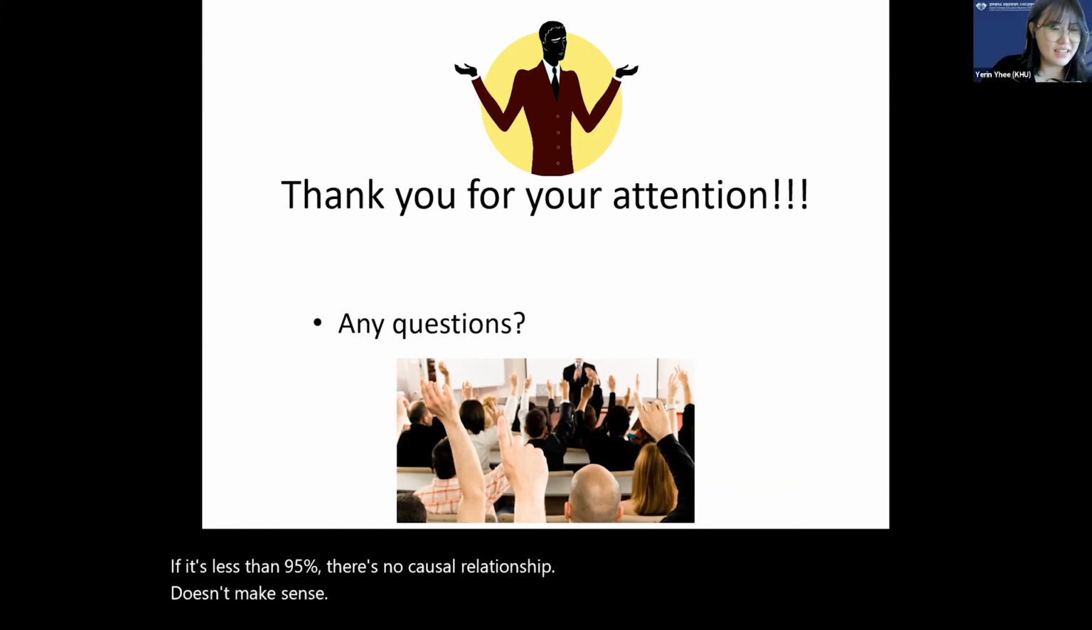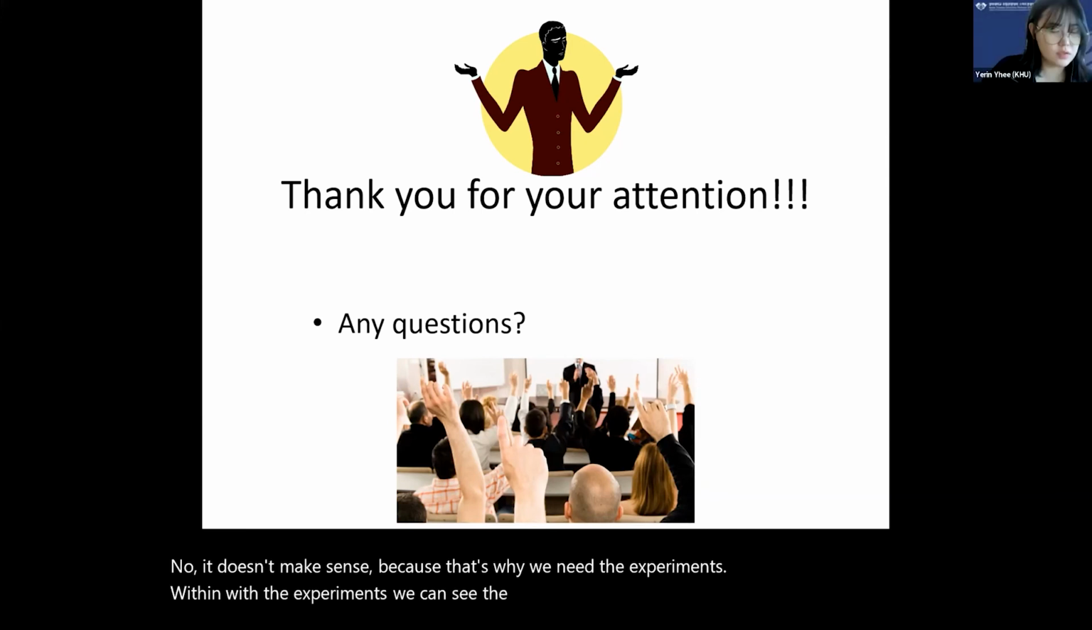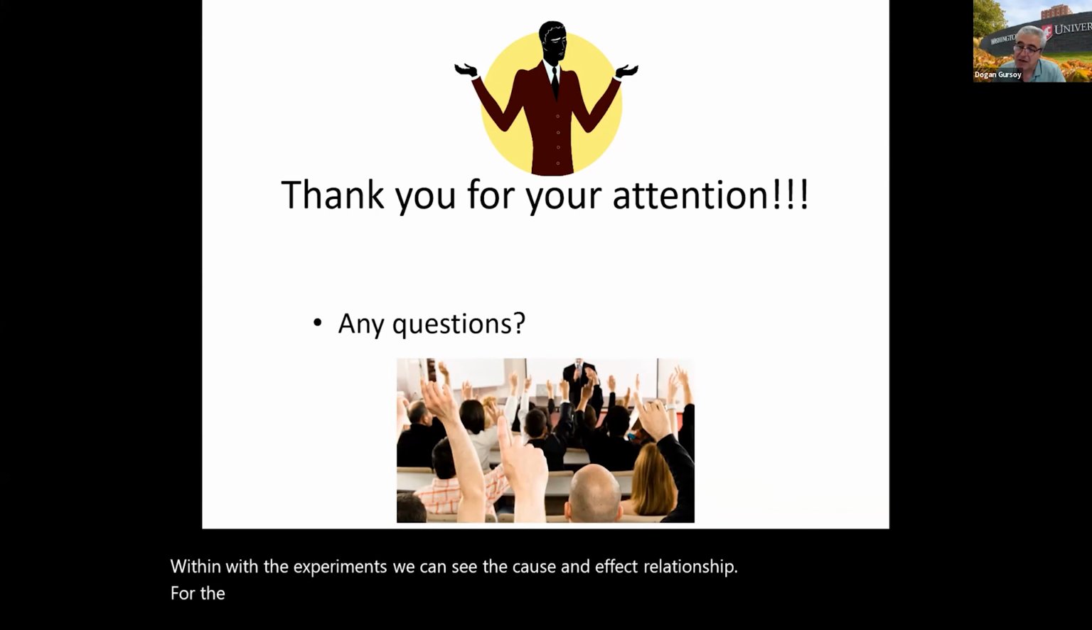Okay, I see. No, it makes sense, because that's why we need experiments. With the experiments, we can see the cause and effect causal relation. Yeah. With a 0.05 certainty. I mean, there will always be errors.